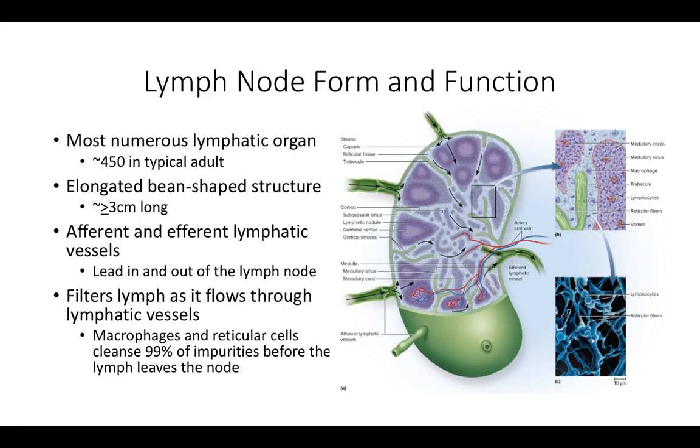Okay, so it's going to come through this afferent lymphatic vessel. It's going to be cleansed, basically, or filtered inside of here. So the macrophages and reticular cells will cleanse 99% of the impurities, and then the lymph will leave through the efferent lymphatic vessel, back on its journey to re-enter into circulation.